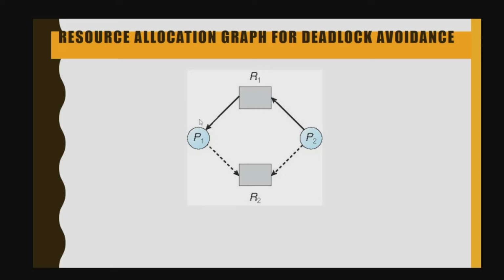This one is a request for resource 1. Process 2 requests resource 1, which is held by process 1. This is the claim edge. So P1 may make a request to resource 2, and in the same way P2 also may make a request to resource 2.